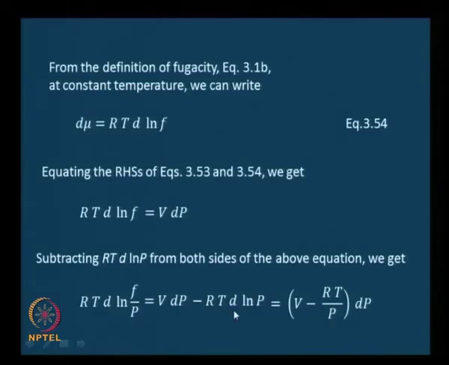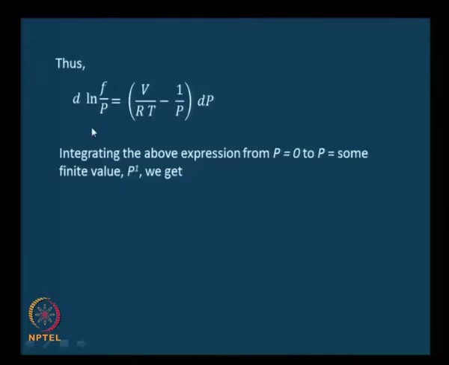Now, d ln p is nothing but 1 by p dp, and therefore, V dp minus RT by p dp, which, if you take dp out common, we can write as V minus RT by p dp. Therefore, d ln f by p equals V by RT minus 1 by p dp. The need for writing it this way will become very clear. We are trying to bring it in terms of the compressibility factor. We know that PV by RT is the compressibility factor. Okay, we will get to that in a little while.